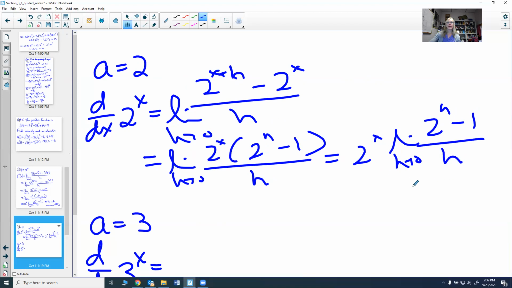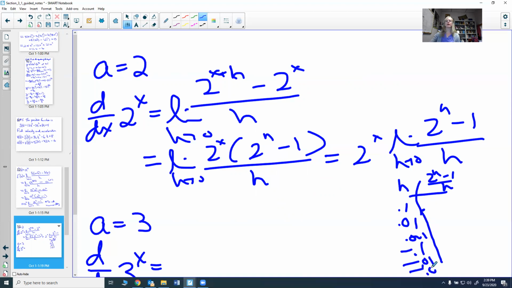What I mean by numerically is I would actually make up a table of values where I have h values and 2 to the h minus 1 over h. I'd let h get closer and closer to 0. So I do 0.1, 0.01, 0.001, and so forth. Go on either side, so negative 0.1, negative 0.01, negative 0.001. Find out what that is. What I find out is it's roughly equal to 0.69, so it's approximately equal to 0.693. Again, just by letting h get smaller and smaller and finding out what this limit's equal to.